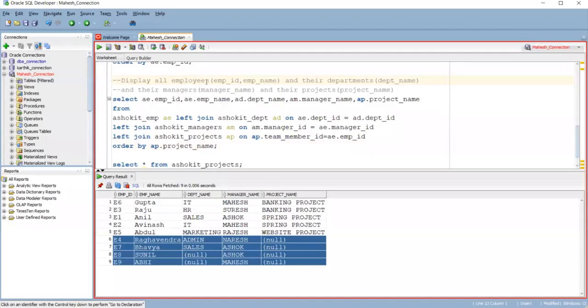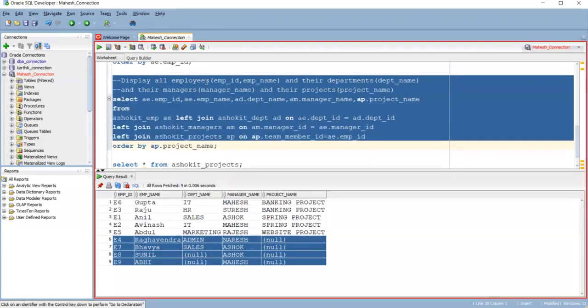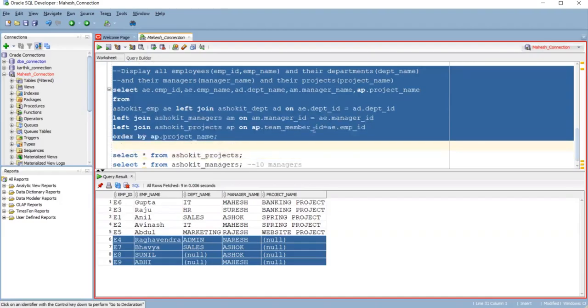Hope you guys are clear or not? Everyone. How to add a foreign key column in the table without using SQL command? Through the SQL Developer, you can add the foreign key for your table, sir.